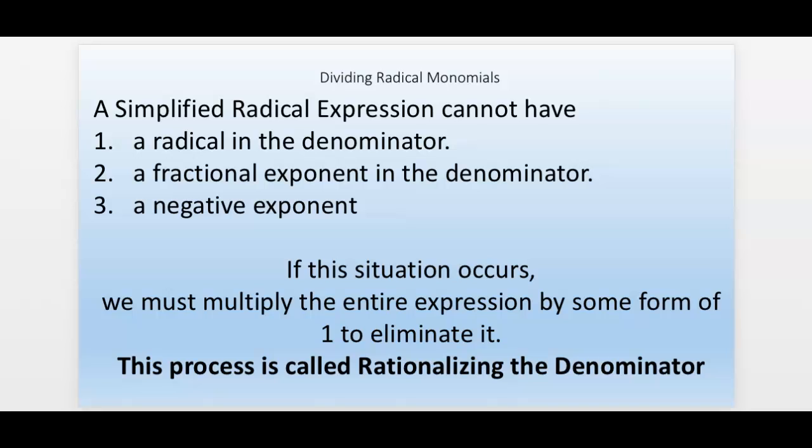And you can't have a negative exponent at all. If you have a negative exponent on the top, put it on the bottom. If you have a negative exponent on the bottom, then put it on the top. Okay? Guys, now sometimes if this situation occurs, we must multiply the entire expression again by some form of 1 to eliminate that situation. And this process is called rationalizing the denominator. We did this already a few times. We're going to work on it here some more today.